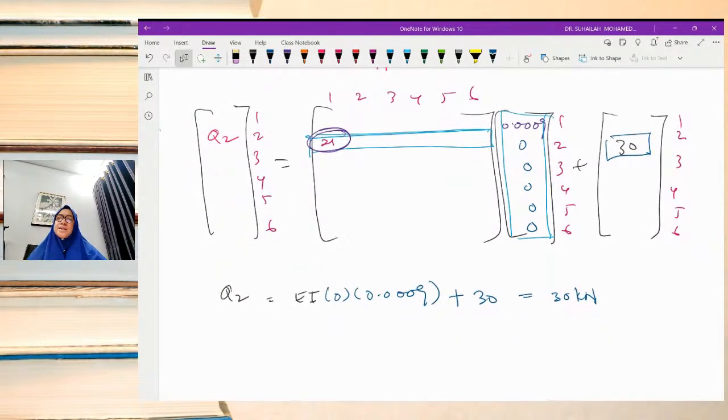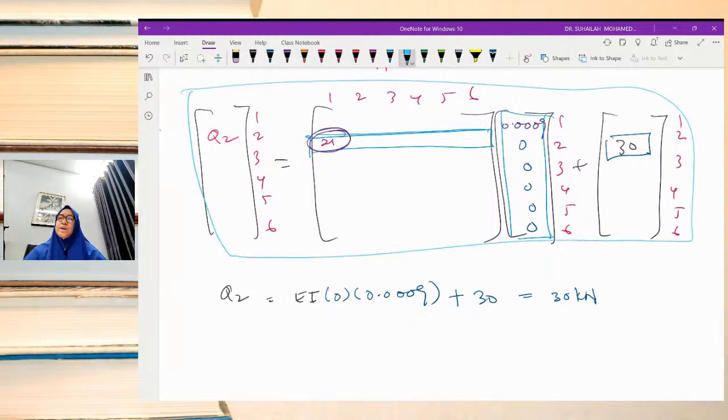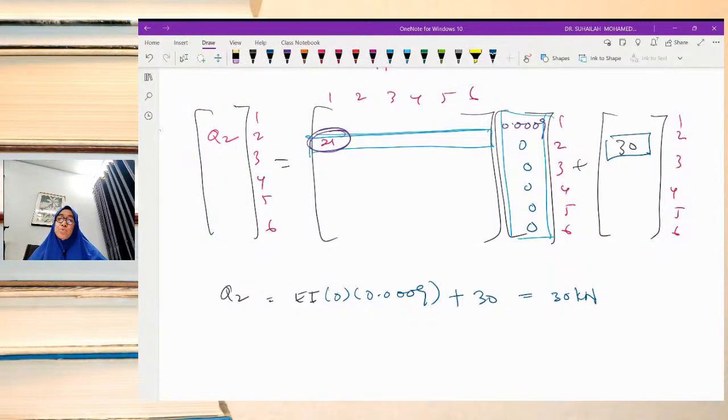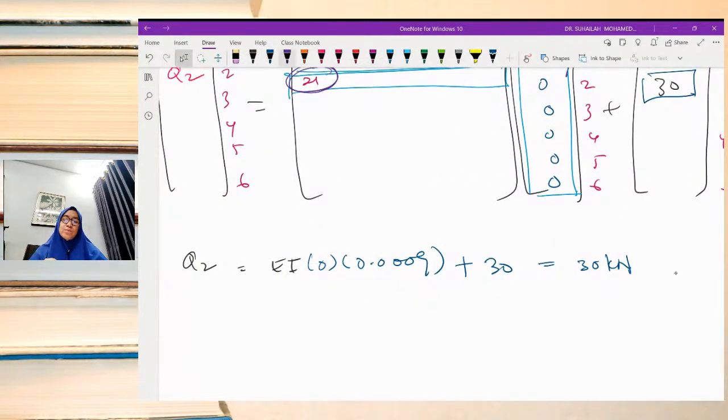That is actually the mathematical process in the stiffness equation. Basically, if the question does not mention writing the stiffness equation in full, you can imagine it, but if you cannot imagine it, you have to write in full. So this is Q2. Let's do another one.